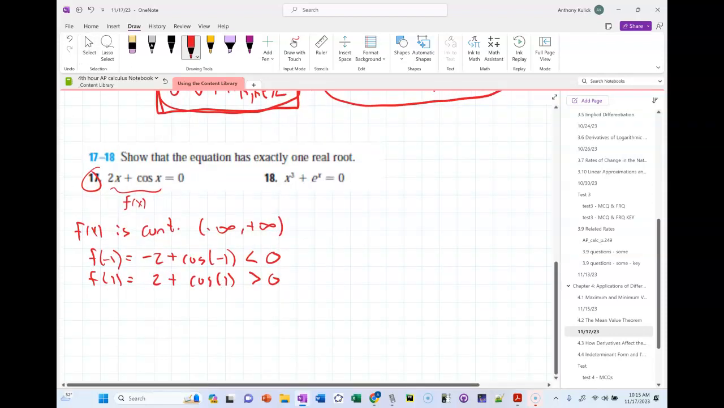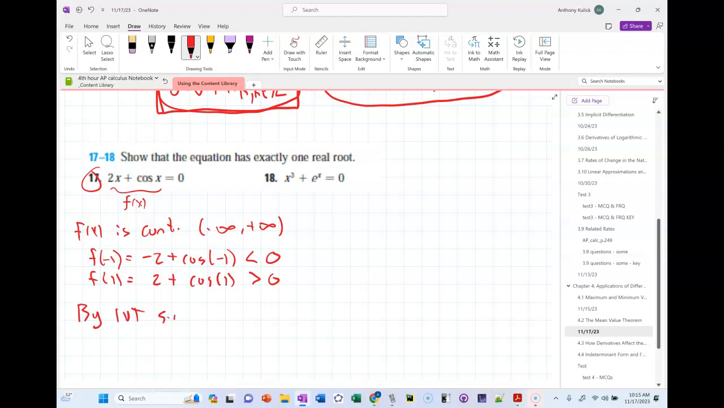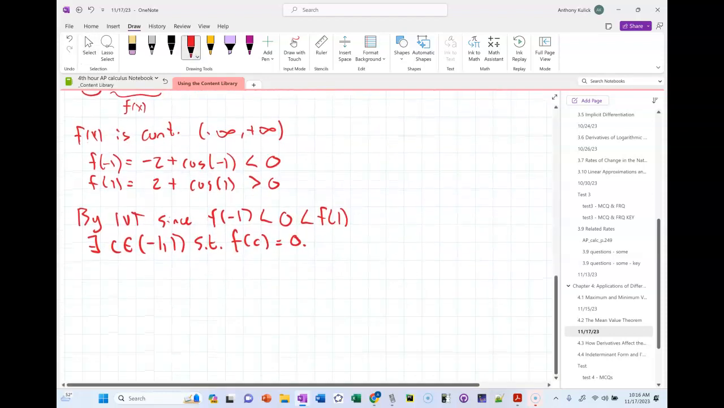So by the intermediate value theorem, since f of -1 is less than 0 is less than f of +1, there exists some c on the interval from -1 to 1 such that f of c is equal to 0. So we got at least one real root in there.